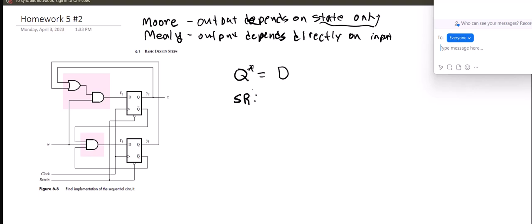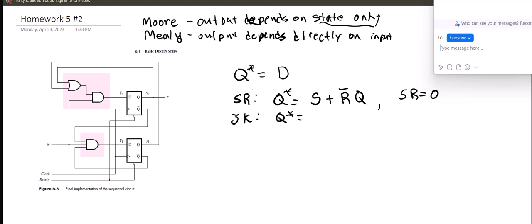actually, I don't think you have an SR in yours, do you? Well, we'll write it anyway. For SR, Q star equals S plus R bar Q, and you also want to check and make sure that SR equals 0. An SR is a little different because the input of 1, 1 can cause problems, and so if SR always equals 0, then you're safe with an SR. Okay, and then for a JK, the characteristic equation is Q star equals J Q bar plus K bar Q.